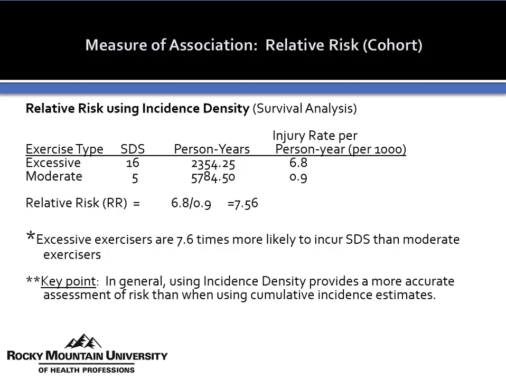And then here is an example using incidence density. To do the math here, take 16 divided by the number of person years, the 2,354. That gives you 0.0068. And so then you make it per 1,000 person years to get that there's 6.8 deaths per 1,000 person years. You can take the 6.8 divided by the 0.9 to then give you your relative risk using incidence density.